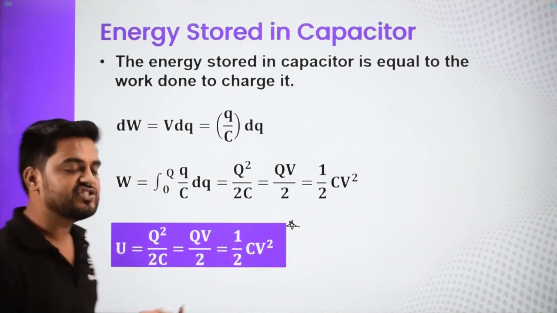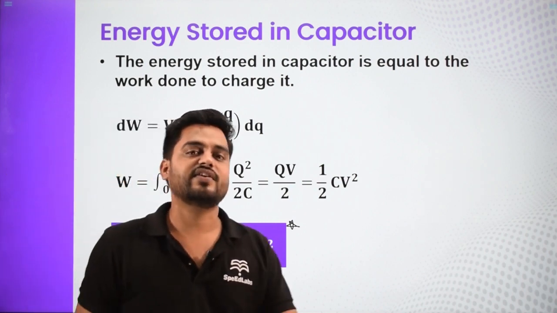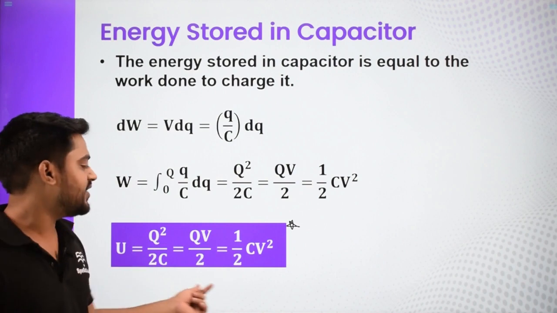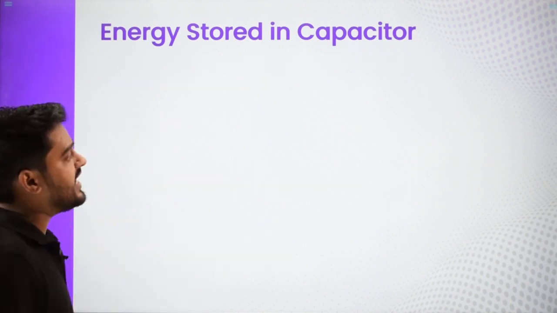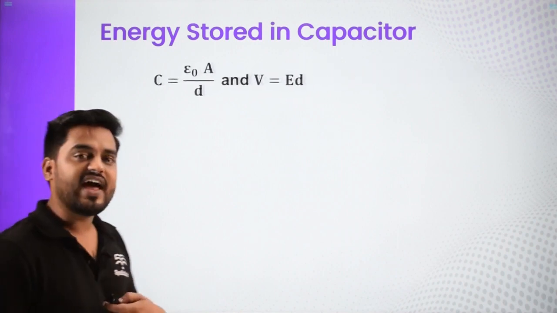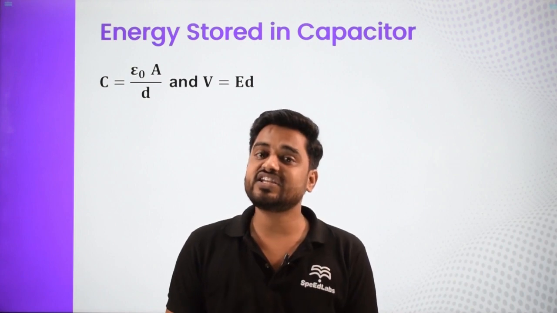If you want to remember just one, you just need to remember that Q is equal to CV is another equation, and if you use those, you can get the other expressions as well. Next, we are talking about energy only, but now we are going to specifically derive a new thing called energy density.